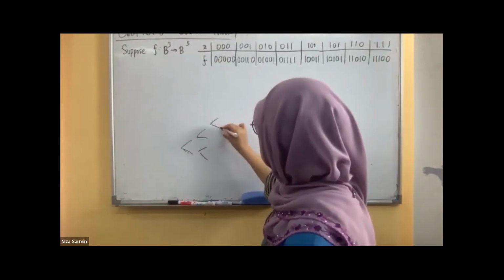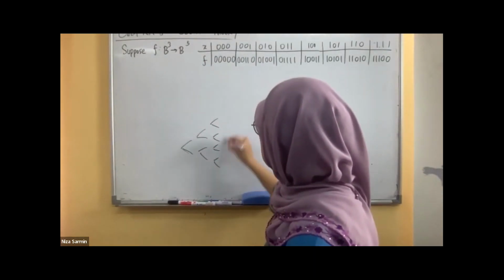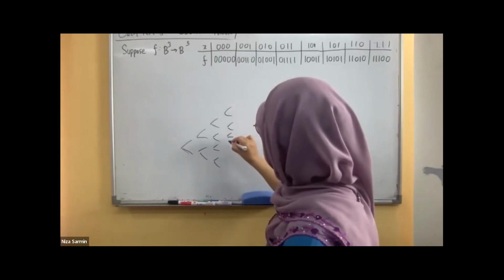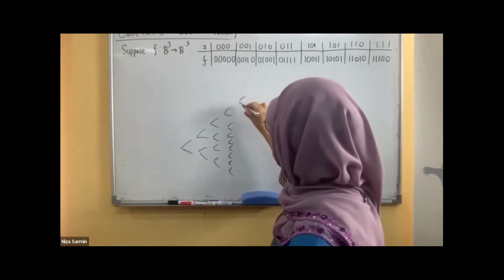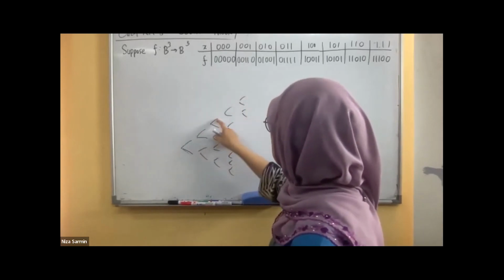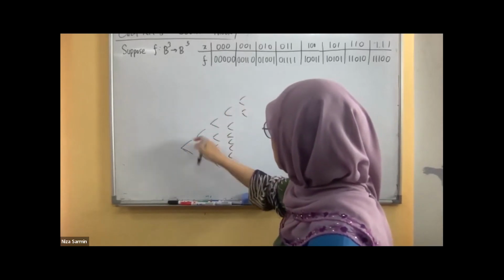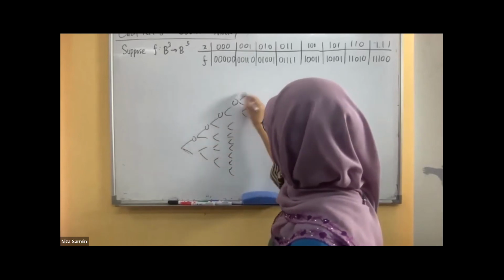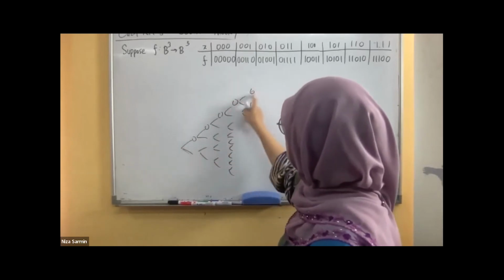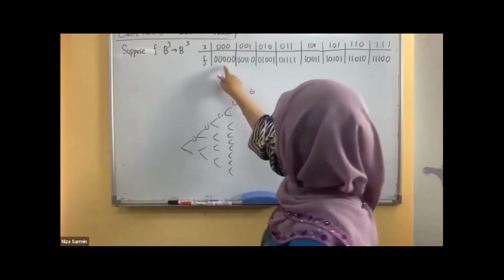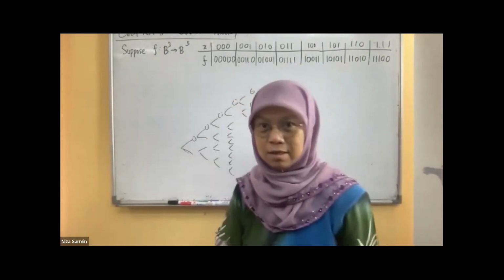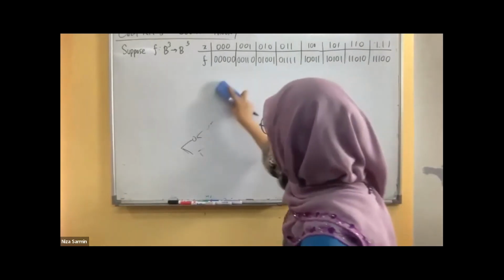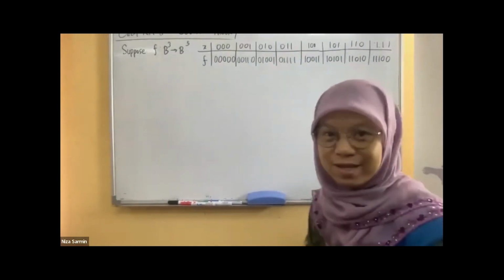1, 2, 3, 4, and then another one. 1, 2, 3, 4, 5. For example, 0, 0, 0, 0, 0, and 0, 0, 0, 0, 1. But I take only 8 of them out of that 32. So you know how many cosets that we have.